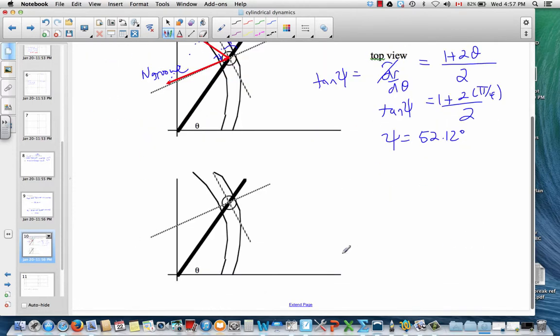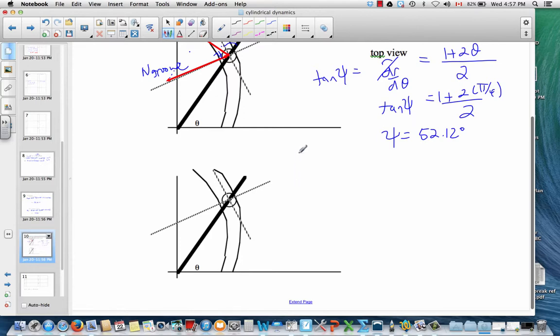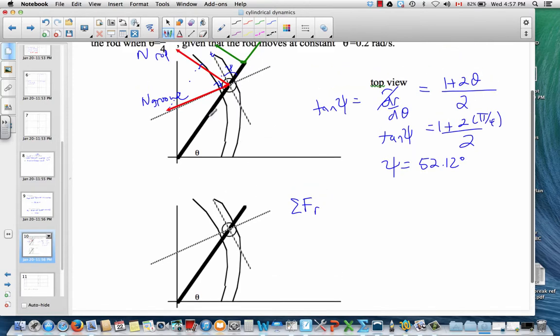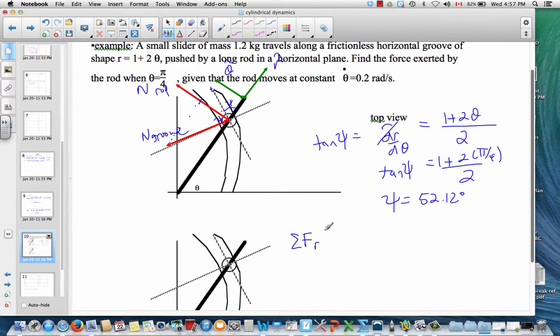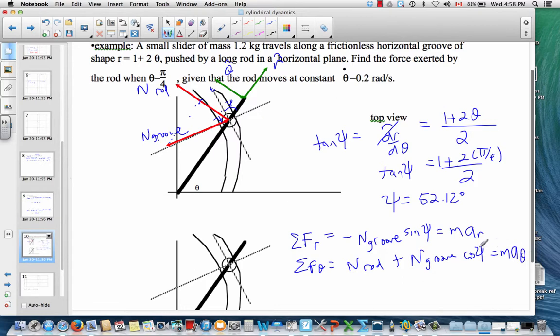So let's do our dynamics now. Let's write our force equations. So the sum of the forces in the radial direction first, well, there's only one. It's just this component of the groove force, and it's in the negative radial direction. So this is going to be minus normal groove, and this is the sine psi component, and that's going to equal the mass times the r acceleration. And then in the theta direction, we've got the normal force from the rod, and then also in the positive direction, we've got a component of the normal groove, cos psi. That's the mass times the theta acceleration.